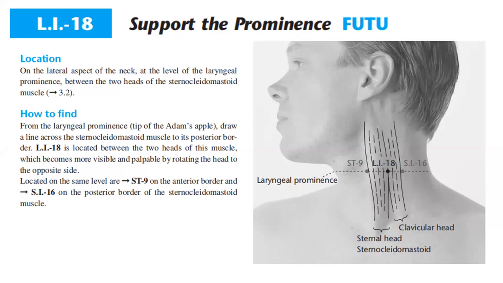LI18 is located between the two heads of this muscle, which becomes more visible and palpable by rotating the head to the opposite side. Located on the same level are stomach 9 on the anterior border and SI16 on the posterior border of the sternocleidomastoid muscle.